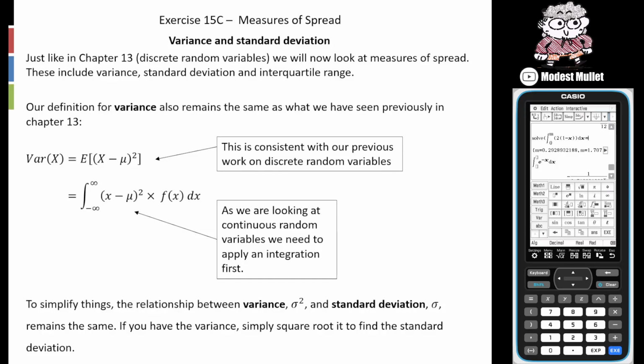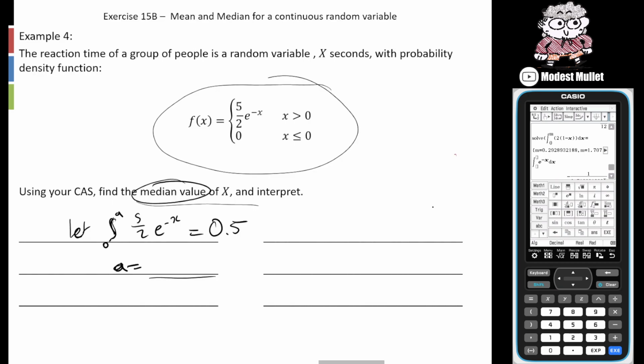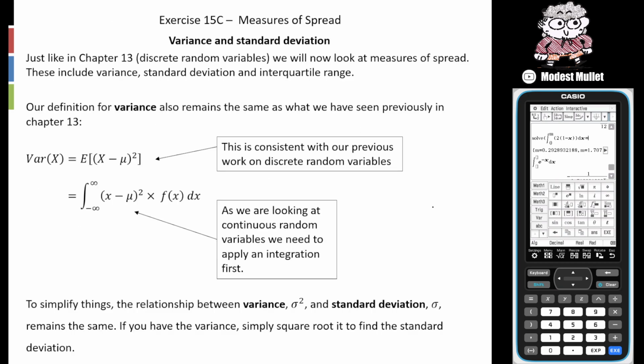Hello all, and welcome to this video where we look at measures of spread of continuous random variables and their distribution functions. As a reminder, the variance of a distribution function is defined as the expected value of x minus the mean, all squared.